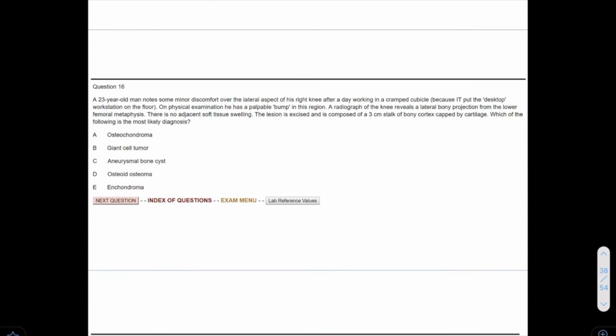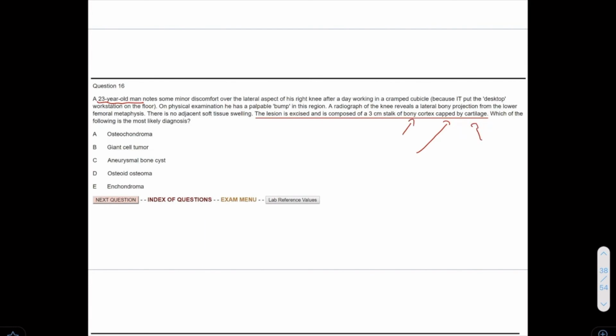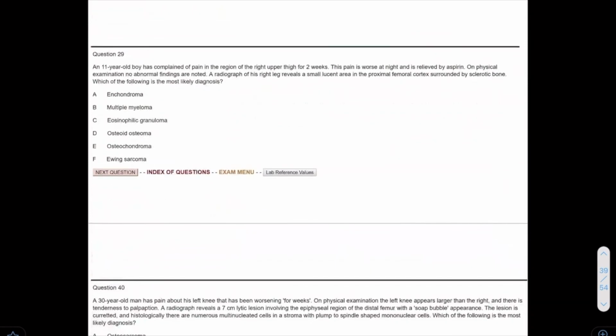And then another question, 23-year-old man. If you just skip to the last line and you read this, lesion is excised and is composed of a 3 cm stalk of bony cortex capped by cartilage. You should remember which tumor is capped by cartilage. It's a benign tumor. And from the name, it's a bony cortex with cartilage, so it would be osteochondroma, okay?